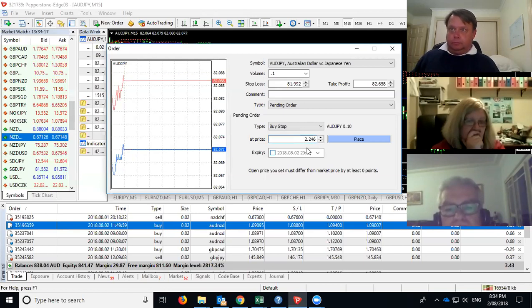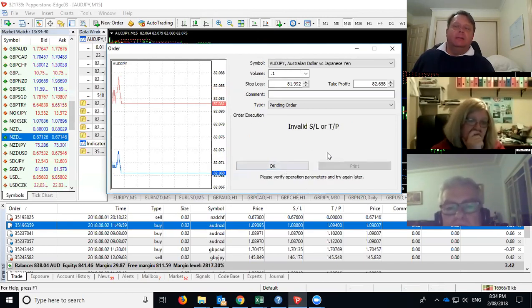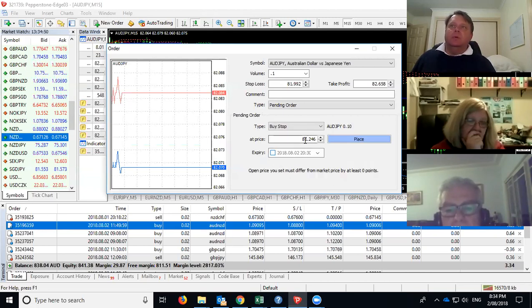Let me get rid of that. 81.246. If I try to buy it at 81.246, it simply says you can't buy it all the way down at the bottom, because you have to buy at or above the market on the way up. The signal basically comes back and says, look, it's invalid. So there is a bit of protection with the system. If you put something in completely wrong, it will protect you on that.